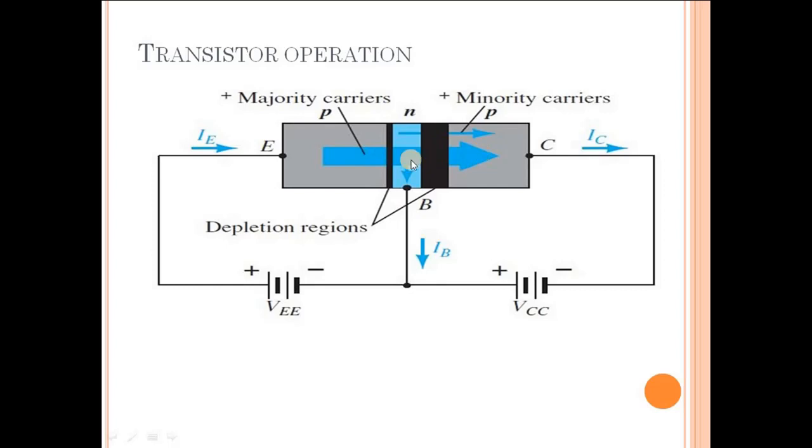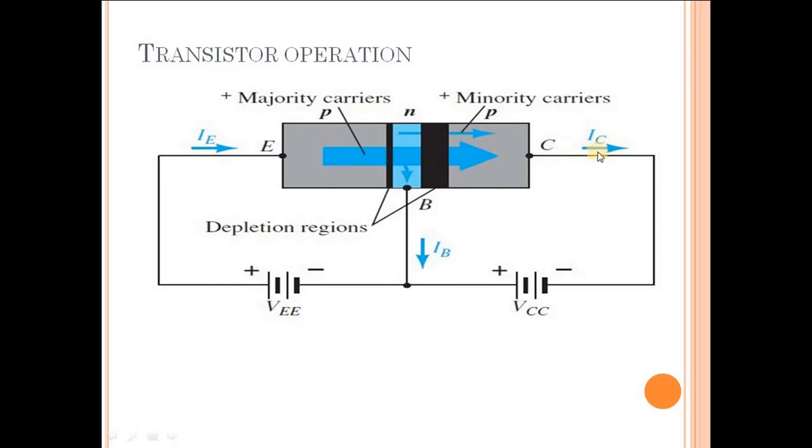and so we can say there will be a current IE in this direction. Why in this direction? Because there is a movement of positive charge carriers, that is holes, from this side to this side. So the direction of the current is in the direction of positive charge carriers. So IE will be in this direction. There will be a very small IB in this direction, and there will be an IC current in this direction.